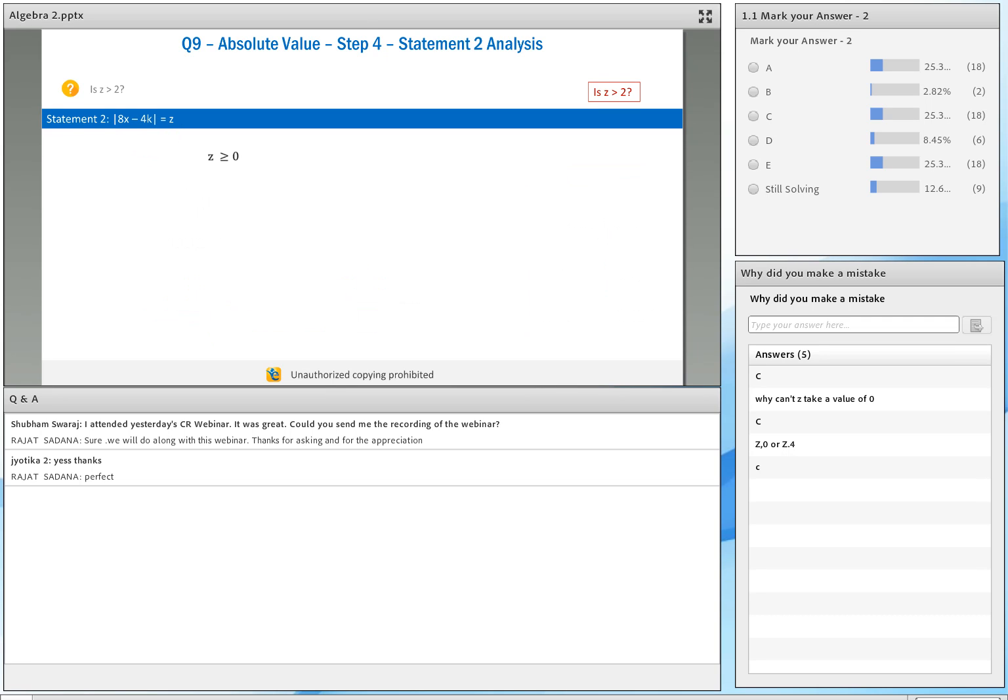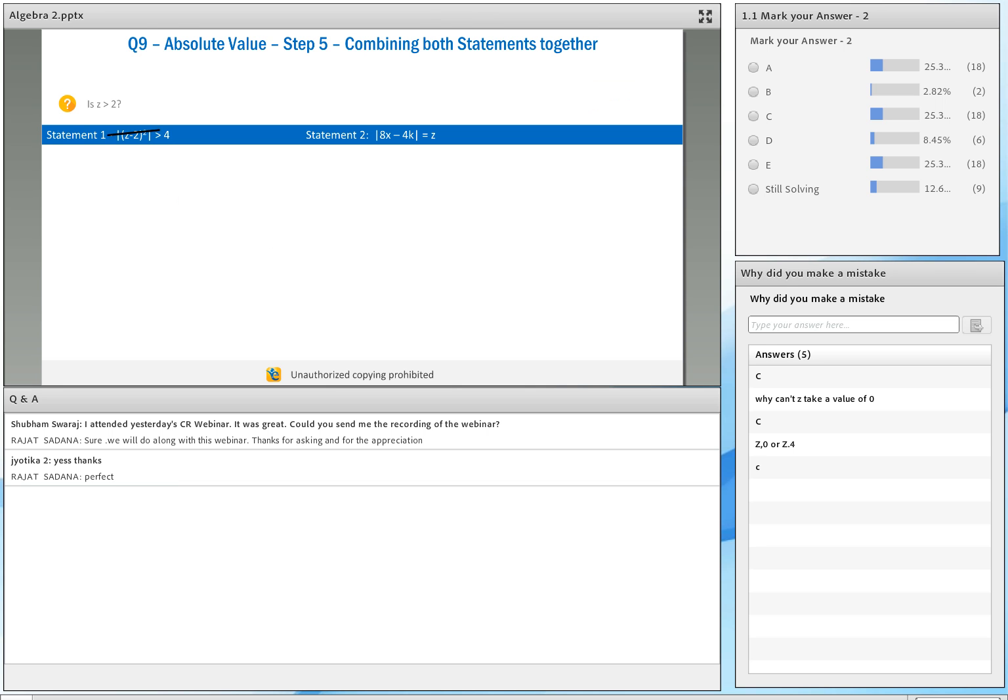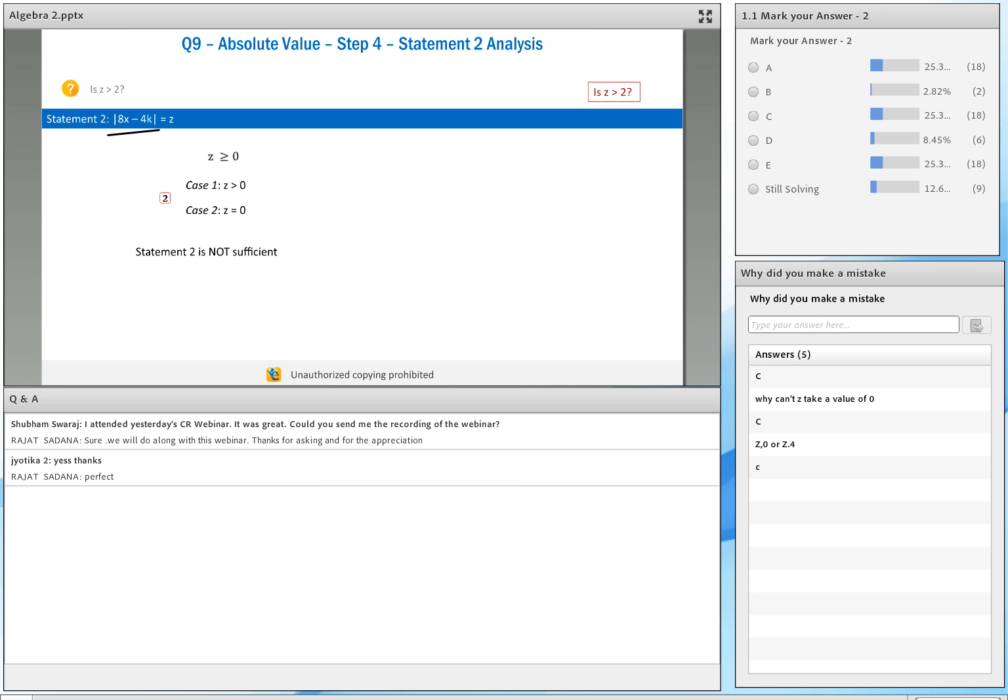Statement 2 says that because z is absolute value of something, it has to be greater than or equal to 0, which means that there are two cases. One is z is positive, the second is z is equal to 0. Now, again, does it tell me that z is greater than 2? Absolutely not. So statement 2 by itself is not sufficient.